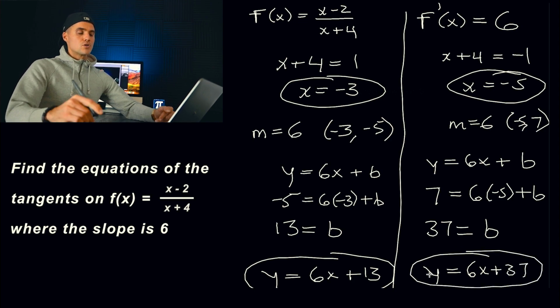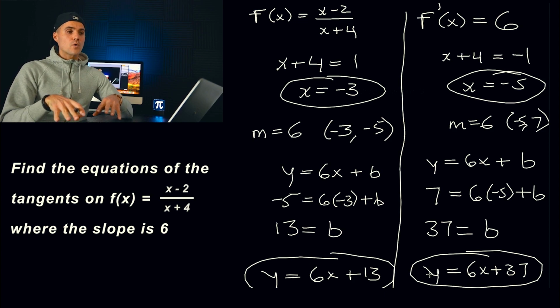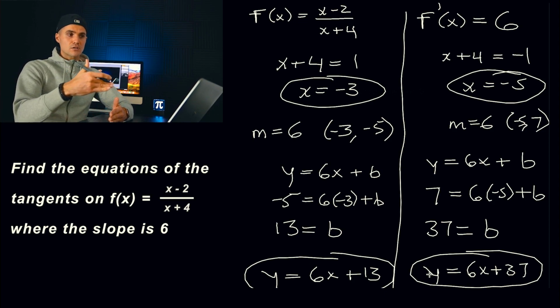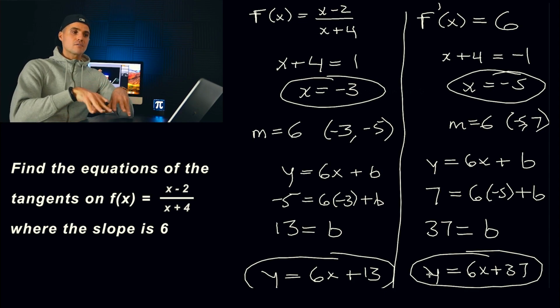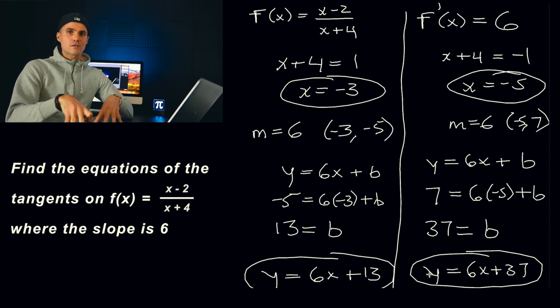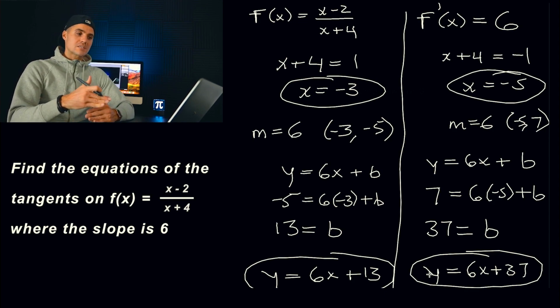All right, so 2 points at which the slope of the tangent is going to be 6 on this particular function, more specifically at an x value of -3 and then at an x value of -5. And the corresponding equations of the tangents would be 6x plus 13 and 6x plus 37 respectively. And that is the end of the video.